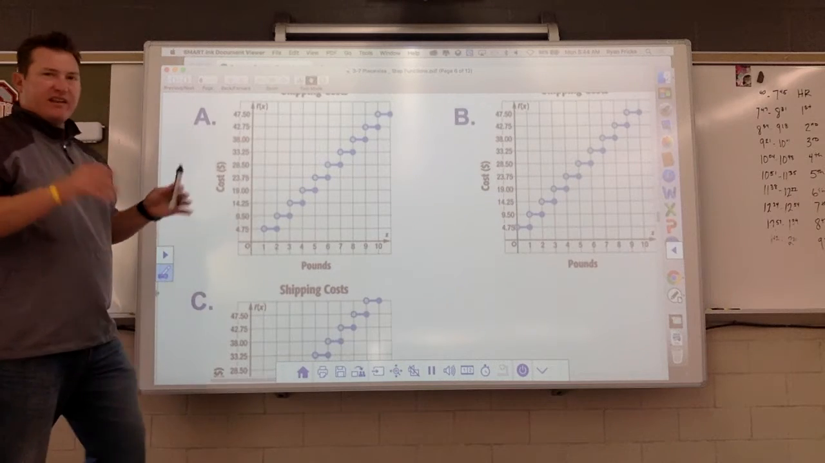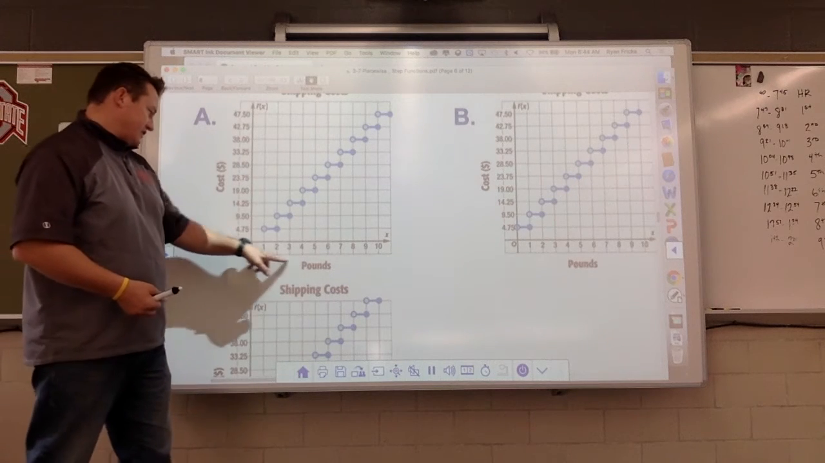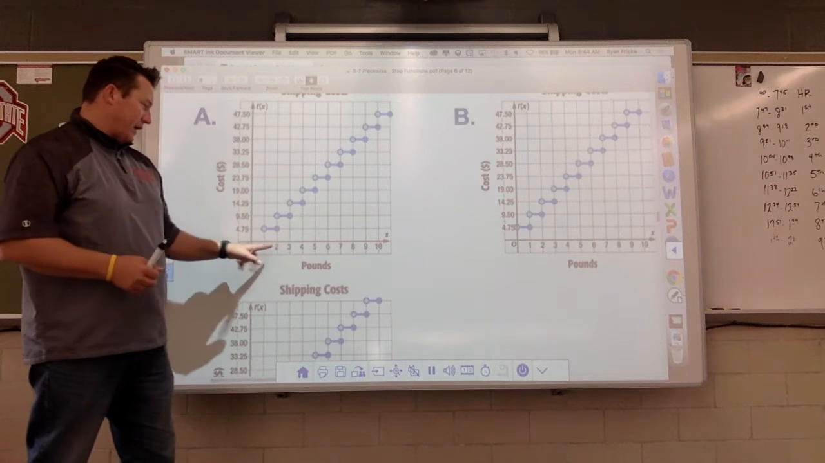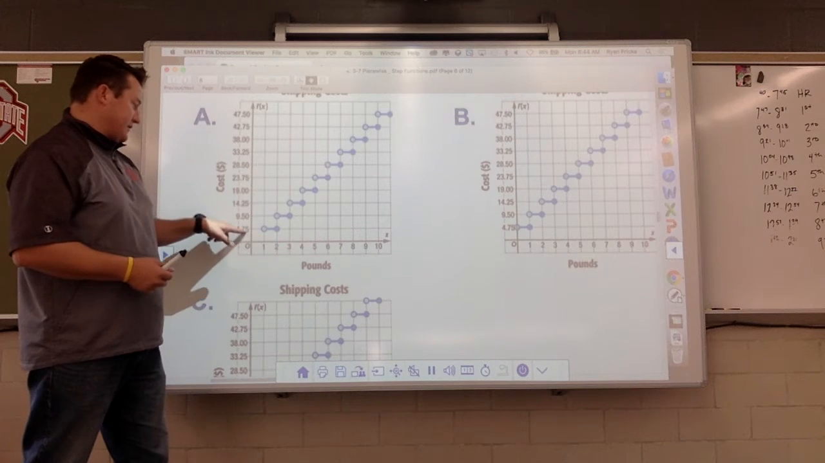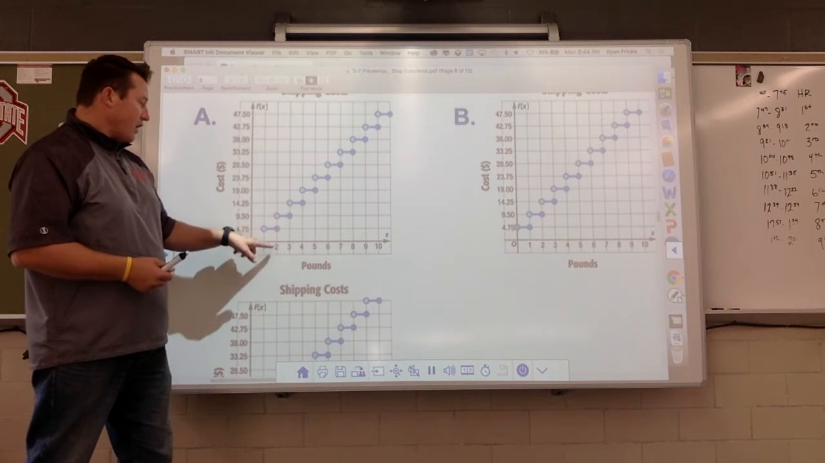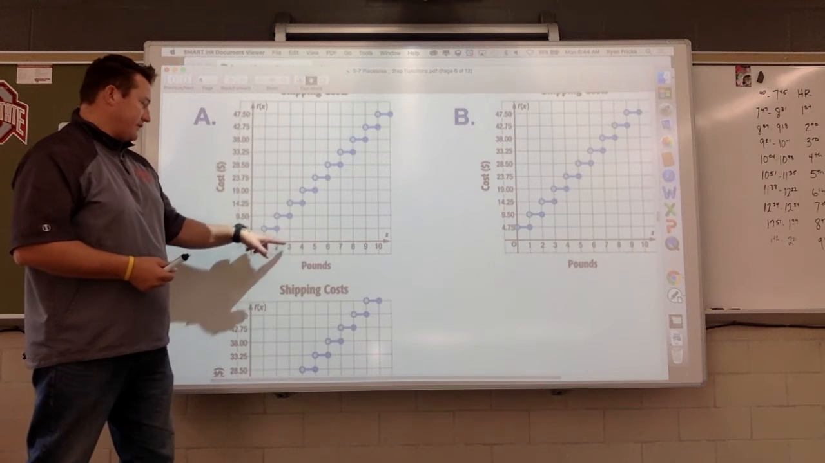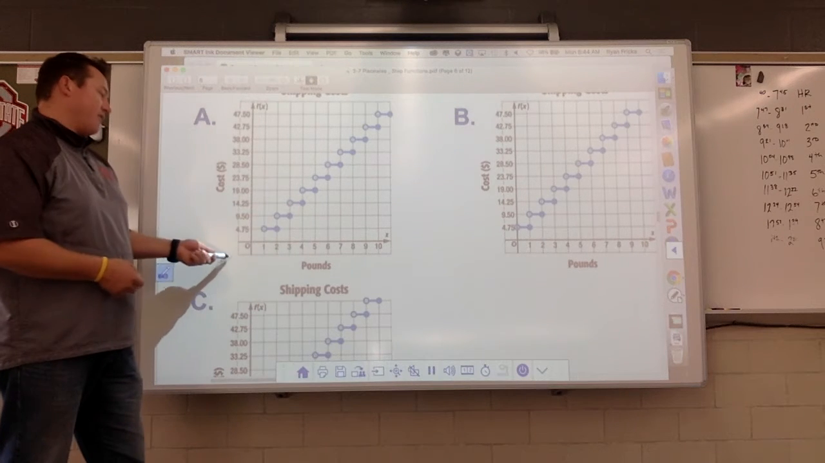All right, let's just kind of analyze each one real quick. So this one says pounds. Okay, so this is our weight in pounds. So from 1 to 2 pounds, it's $4.75. From 2 to 3, that's where it jumps up to $9.50. 3 to 4, $14.25.